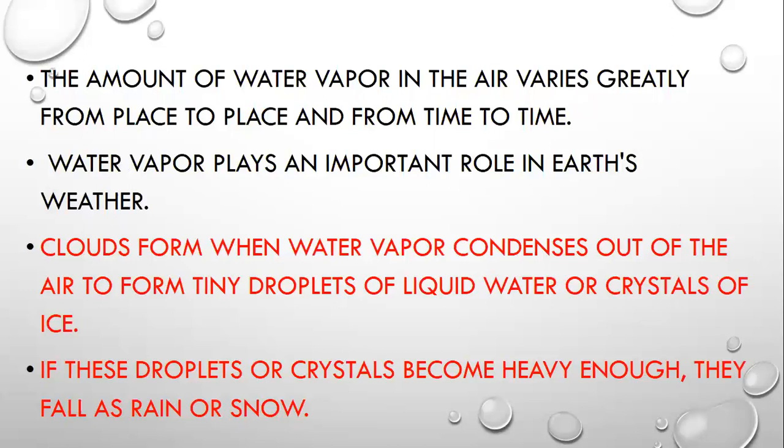Water vapor plays an important role in the Earth's weather. Clouds form when water vapor condenses out of the air to form tiny droplets of liquid water or crystals of ice. If these droplets or crystals become too heavy for the clouds to carry, they fall down as precipitation: rain, snow, hail, or even sleet, as we learned before.